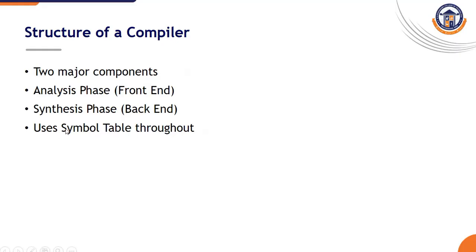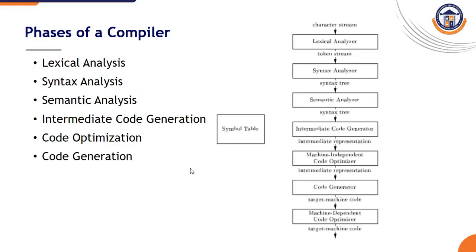Then structure of a compiler. There are two major components. One is analysis phase, another one is synthesis phase. So the analysis phase is known as the front end of the compiler. Synthesis phase is known as the back end of the compiler. So these two phases use a symbol table throughout the compilation process. There are several different phases available for the compiler. There are 6 phases identified. The first phase is lexical analysis, then syntax analysis, semantic analysis, intermediate code generation, code optimization, and code generation.